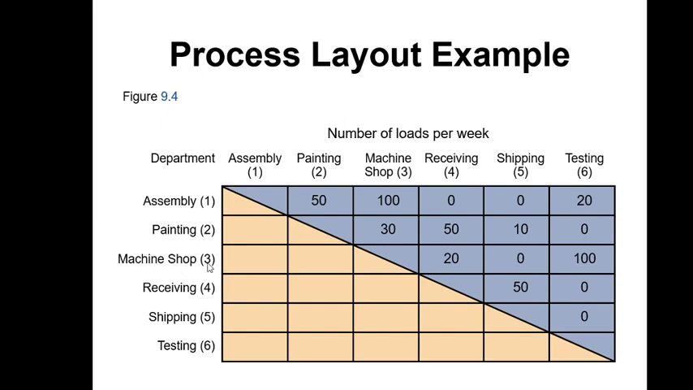From the machine shop, which is department number 3, we have to move 20 loads to receiving, 0 loads to shipping, and 100 loads to testing. And of course, from the receiving department, which is number 4, we have to move 50 loads to department number 5, which is the shipping department. As I told you, these are given, and we have to move nothing from shipping to testing because here it's 0. Okay, I told you this table will be given.